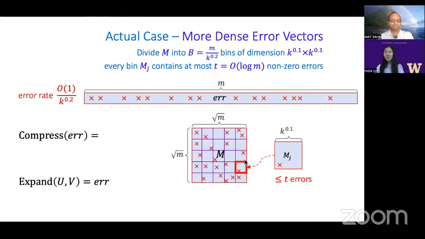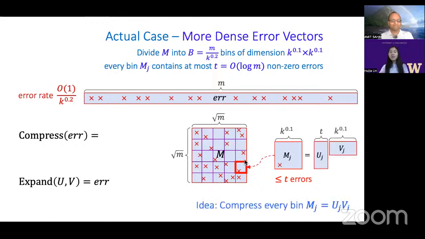Once this is true, we can use the same idea as before to compress each of the bins and include all the compressed versions together as the final compressed version. Expansion works just as before and has only degree 2.